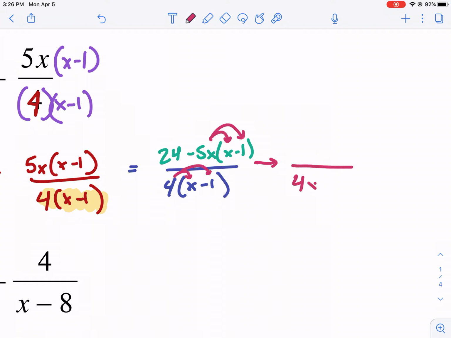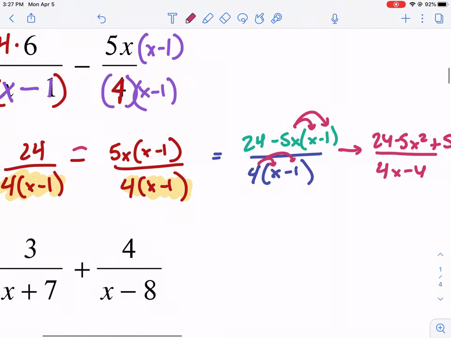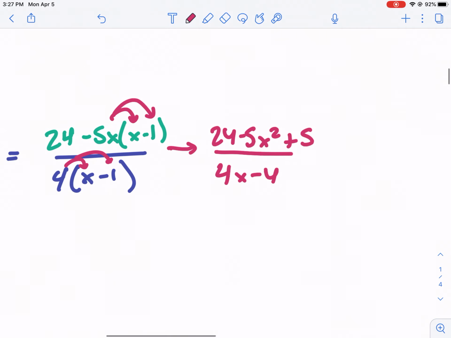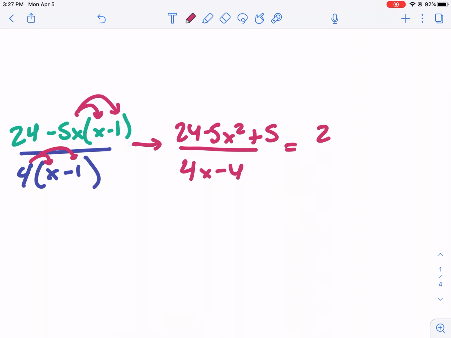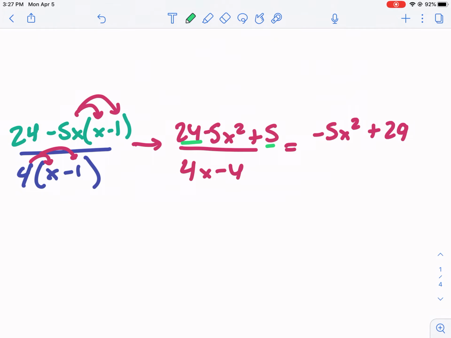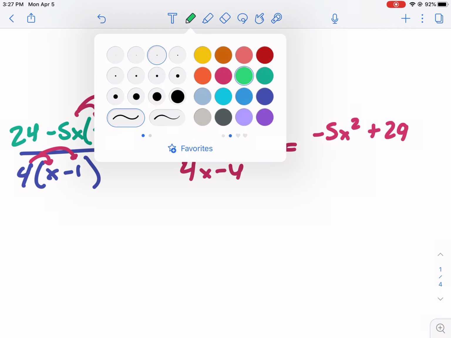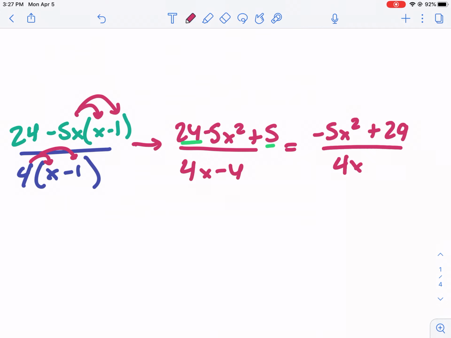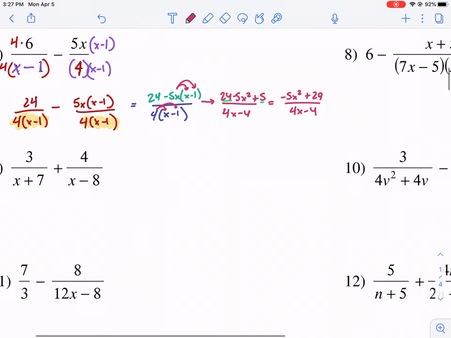In the bottom, we would get 4x minus 4. In the top, you would get 24 minus 5x squared plus 5, because remember, we had that minus there, so it sticks with the 5x. And then negative 5x times negative 1 is positive 5. So now we can simplify that one step further. I'm going to leave the negative 5x squared first, and then we have plus 29 because these two guys are like terms. And then we divide by our common denominator, 4x minus 4.